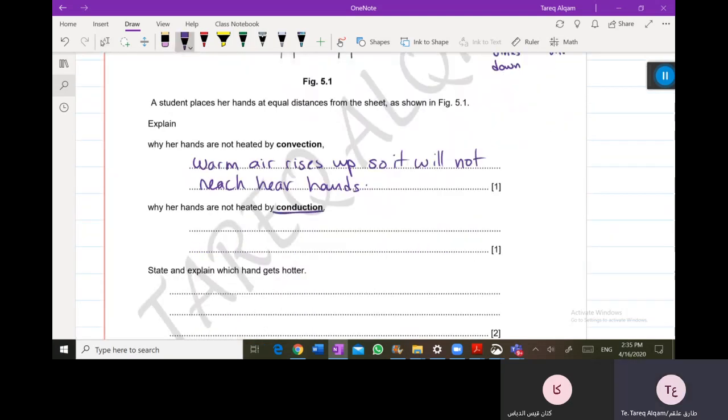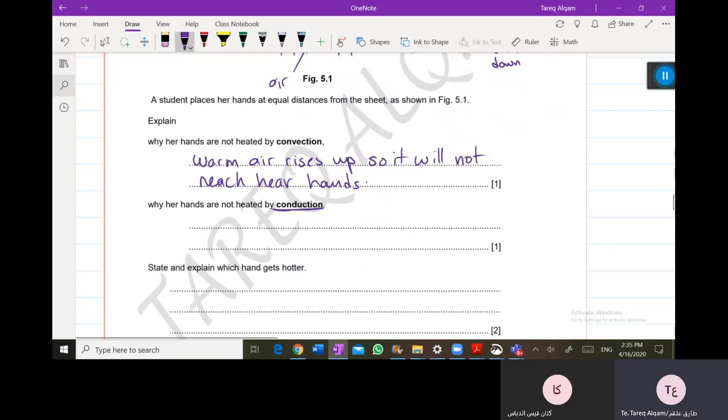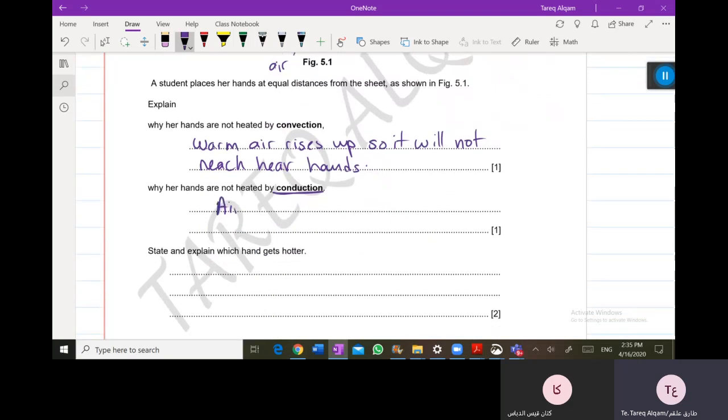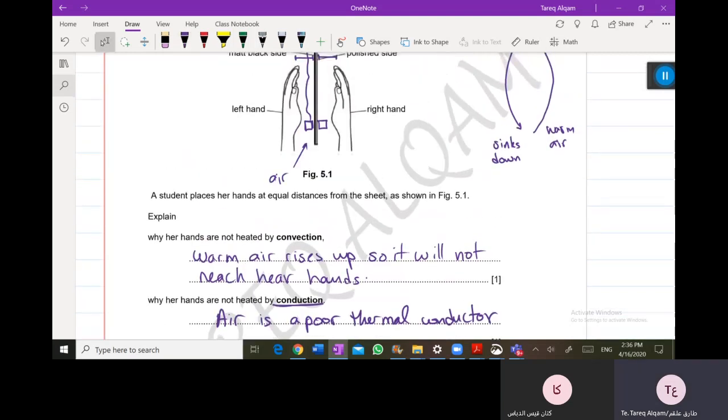By conduction, the air between is a poor thermal conductor. Air is a poor thermal conductor, so it does not conduct the heat. It does not conduct the heat by conduction. Clear?